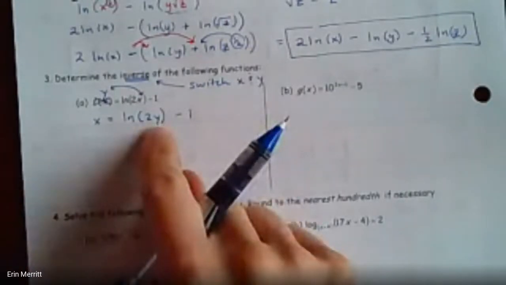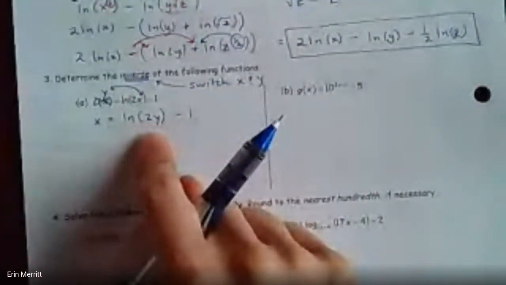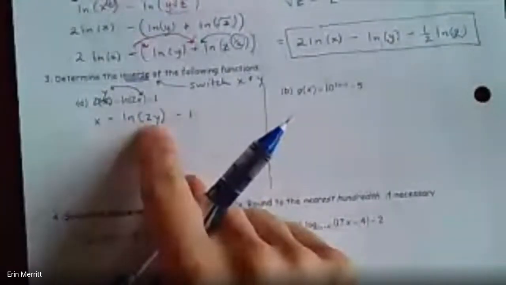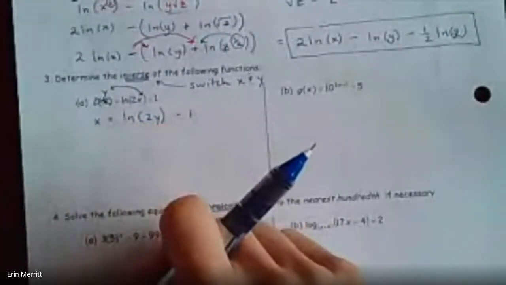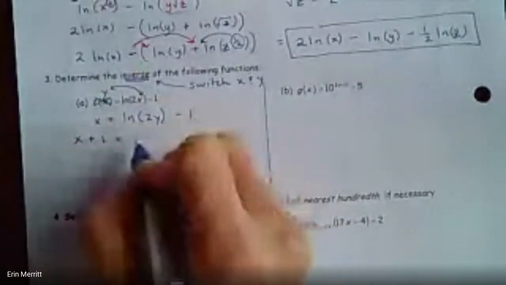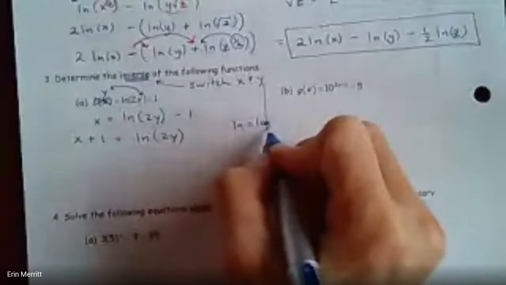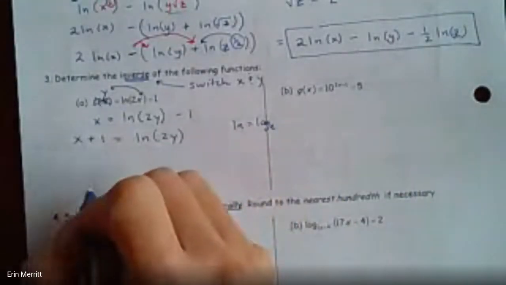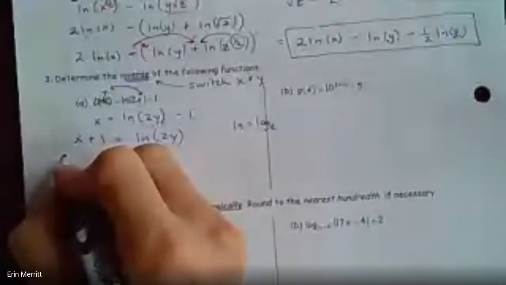So if I want to get this alone, it's now a log equation. I need to get the log part of it by itself so that I can undo the log using exponentiating. So let's add 1 to the other side. So that becomes x plus 1 equals the natural log of 2y. And then remember, natural log is log base e. So you have to use a base of e, and we're going to exponentiate using that base. So I'm going to do e and raise it to everything on the left side. E, raise it to everything on the right side.